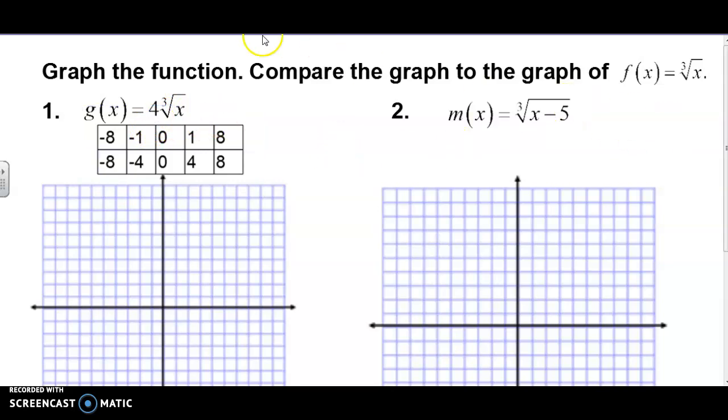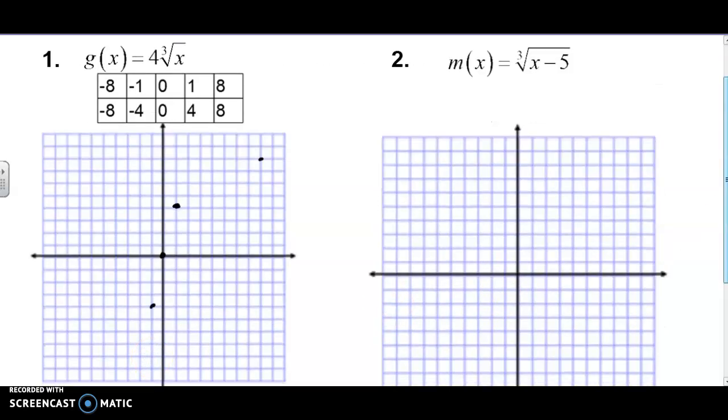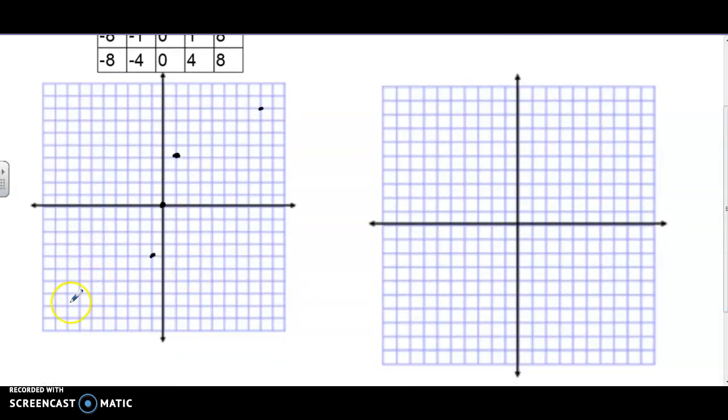So now we'll go ahead and graph these. I have 0, 0, 1, 4, and 8, 8. And I have -1, -4, and -8, -8. So I'll go ahead and try to draw a nice smooth curve through these points.